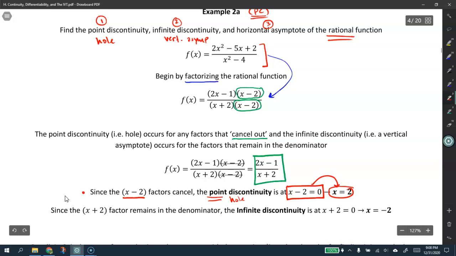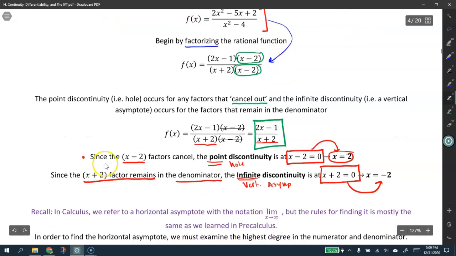I will show you a picture of this in just a moment, but that's the part you need to believe, that there is going to be a hole in that graph at x equals 2. And the factor that remains in the denominator, not the numerator, which is an x plus 2, you do exactly the same thing. You set it equal to 0. And when you solve it, you end up with x equals negative 2. What you end up with is called a vertical asymptote. But in this course, and please do remember these names, it's called an infinite discontinuity.